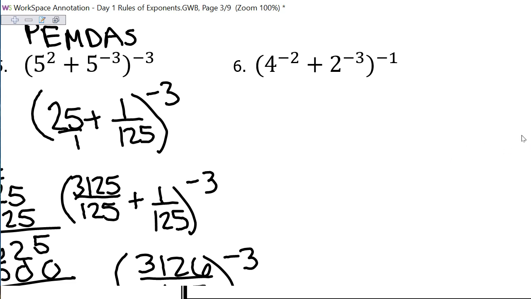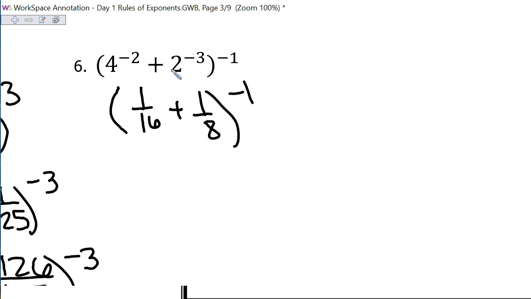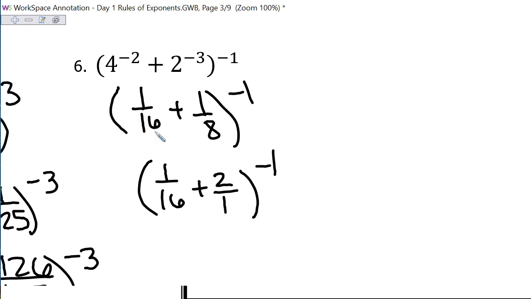Yeah, those exponents. So 4 to the negative 2 is 1/16. Plus 1/8. Yeah, 2 to the negative 3 is 1/8. And that's to the negative 1 power. In order to add these, what do we have to have? Common denominator. What would the common denominator be? 16, so 1/16 is good to go. Instead of 1/8, what would that be? 2/16. Now that we have the common denominator, we can add those. So 1/16 plus 2/16 is 3/16.